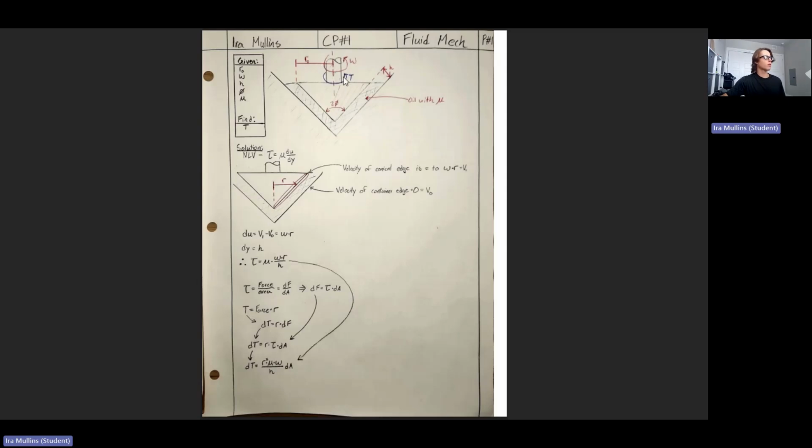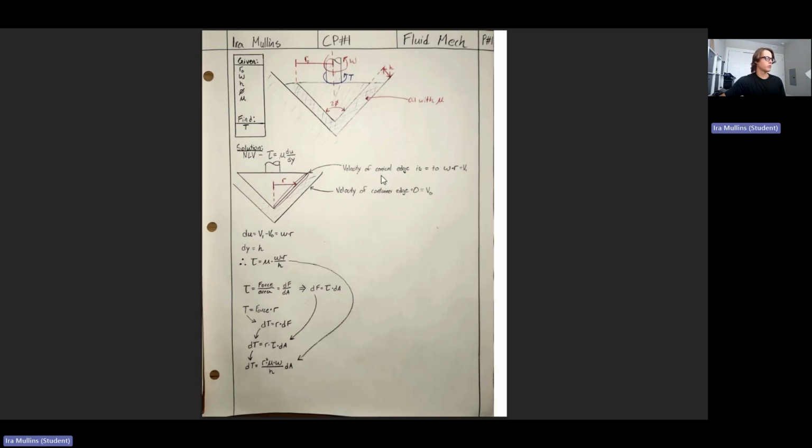We need to find the torque that needs to be applied to this rotating object to keep it at the same angular velocity that it's currently at. To do this, I use Newton's law of viscosity and solve for du dy. Du dy represents the gradient of velocity change between the two objects. And to solve this, I made the assumption that this was a linear gradient.